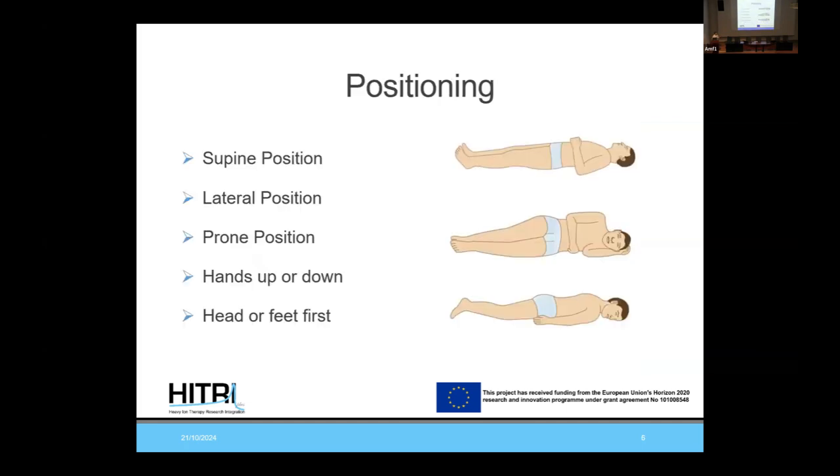So basically, for positioning, here are the basic positions that we can have for the patient. The supine position, the lateral position, the prone position. We have to decide if the hands are going to be up or down, or if the head comes first, or the feet. We decide where the problem is, the anatomical region that we're going to treat. So it depends. Also, the patient can stand, or sit on the table. It depends on the condition of the patient.